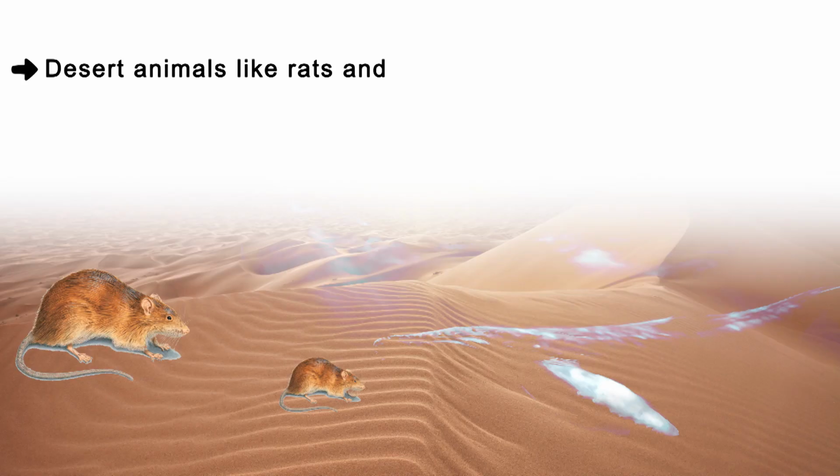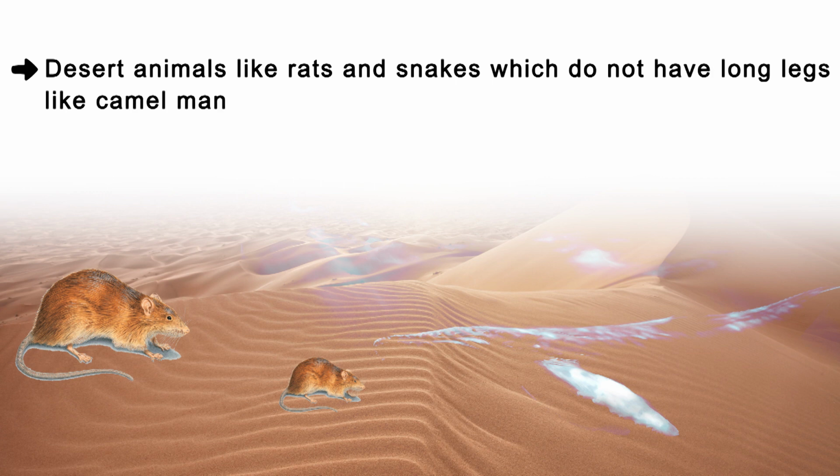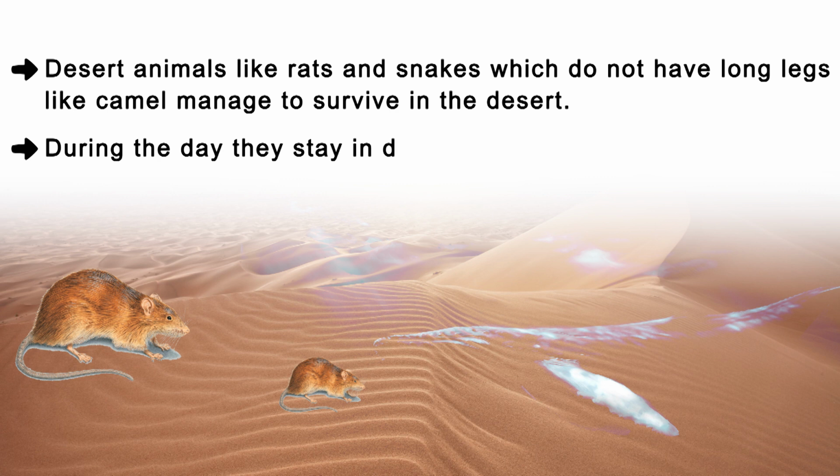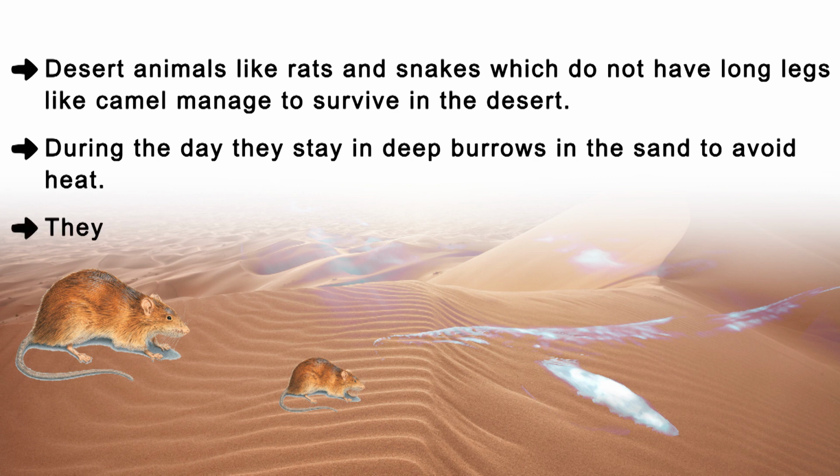Now, let us discuss how other desert animals like rats and snakes, which do not have long legs like camels, manage to survive in the desert. During the day, they stay in deep burrows in the sand to avoid heat. They come out during the night as it is cooler then.